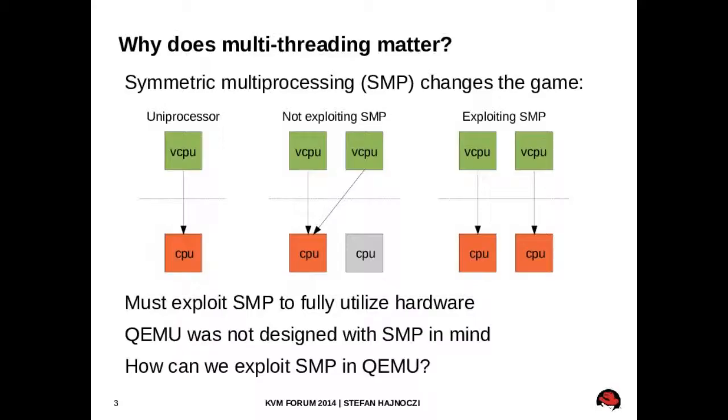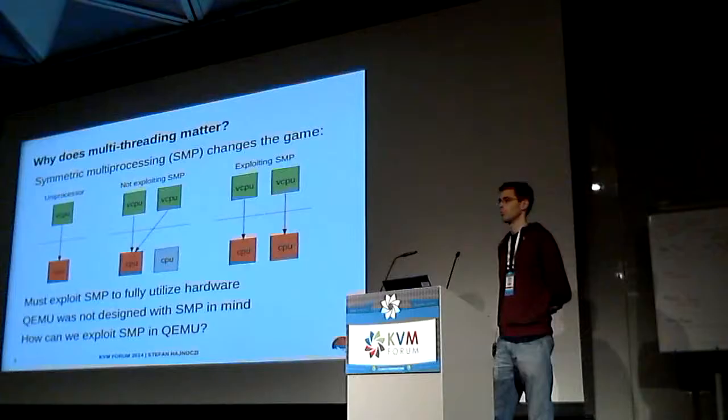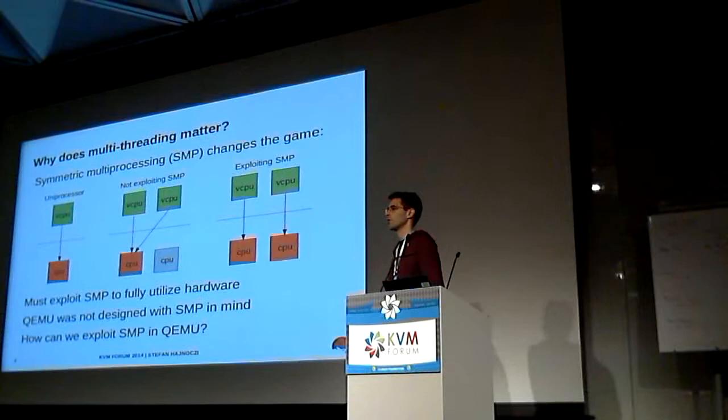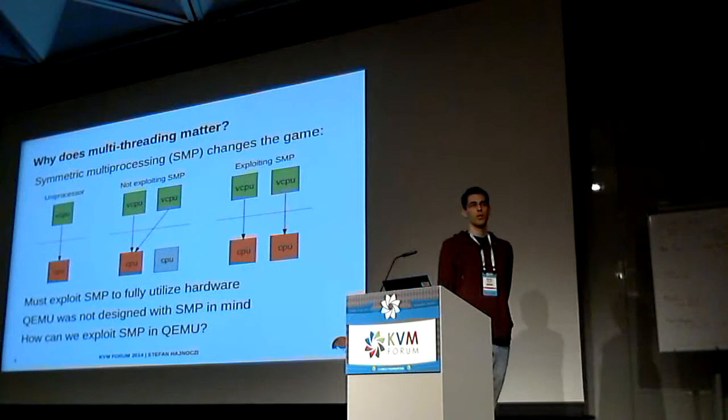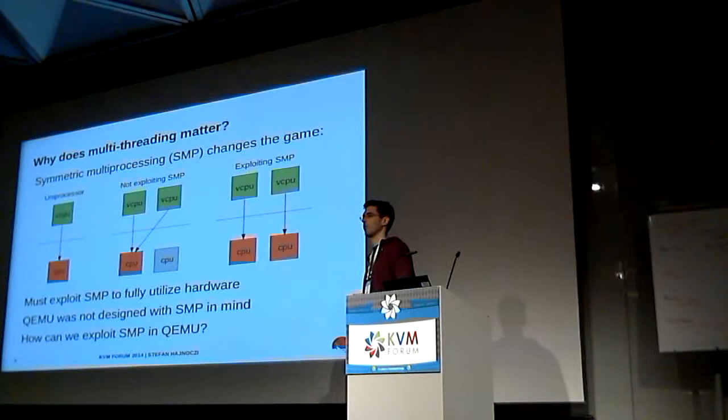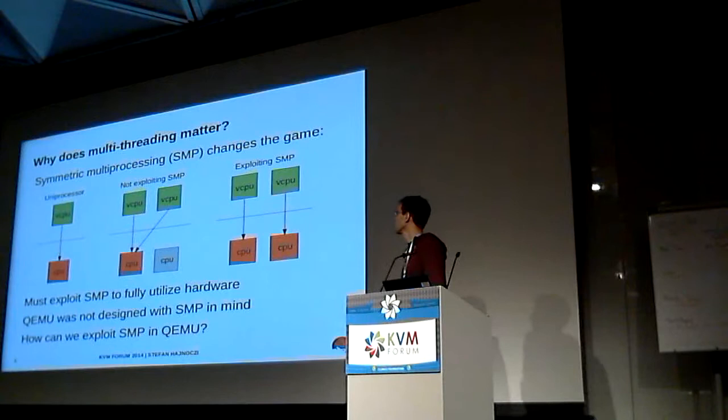So just to get started, why is multithreading important in QEMU? In general, the problem is that although on a uniprocessor system, it's fairly simple to really use all resources simply by running your code, when you have more cores, in order to fully utilize the hardware, as long as your workload allows it, as long as your workload can be parallelized, or you have multiple threads, things that are happening at the same time, what you want to do is use all CPUs so that you're actually fully utilizing your hardware.